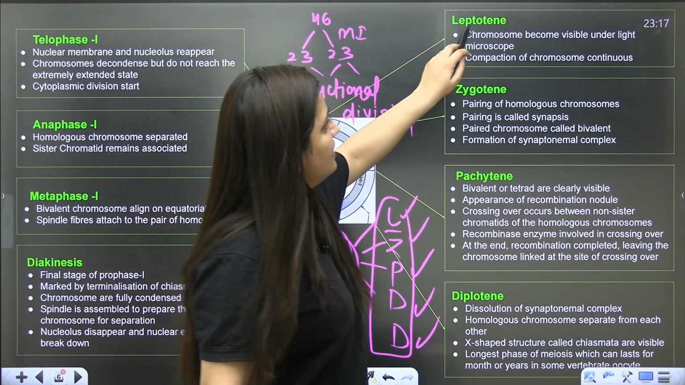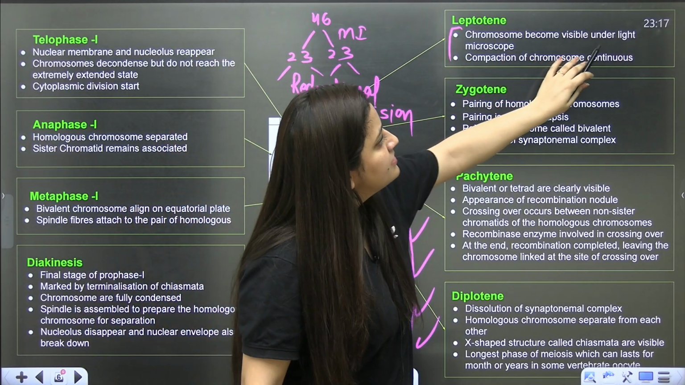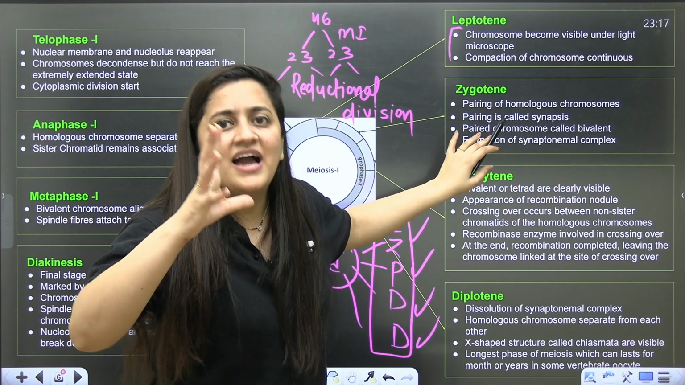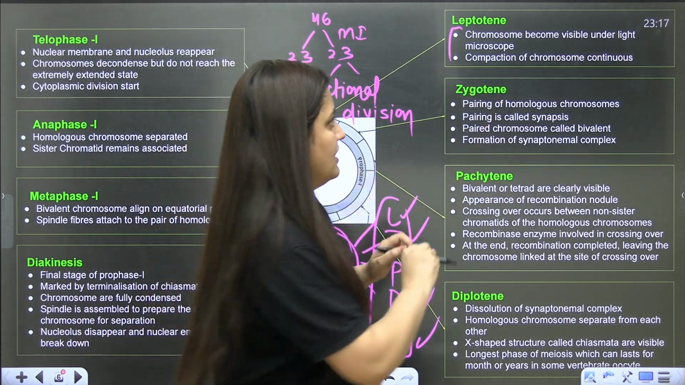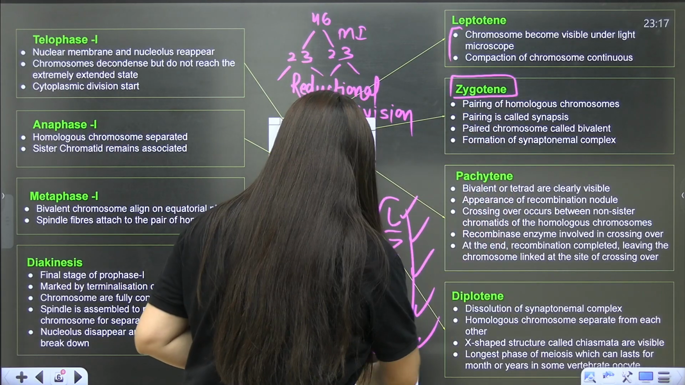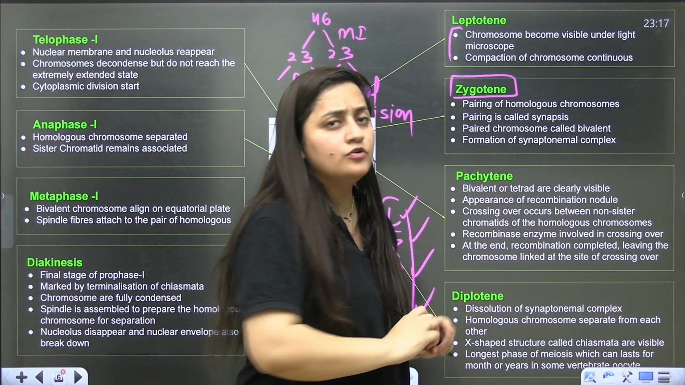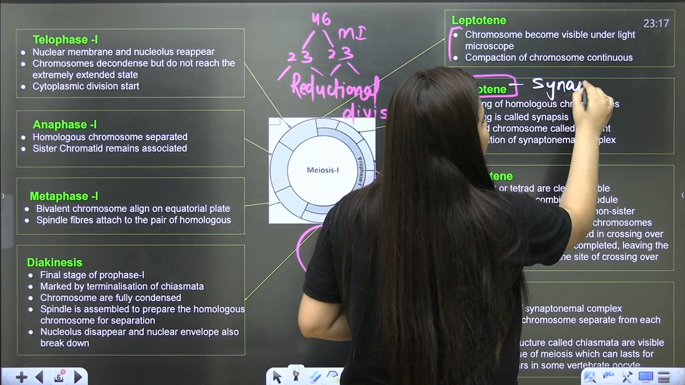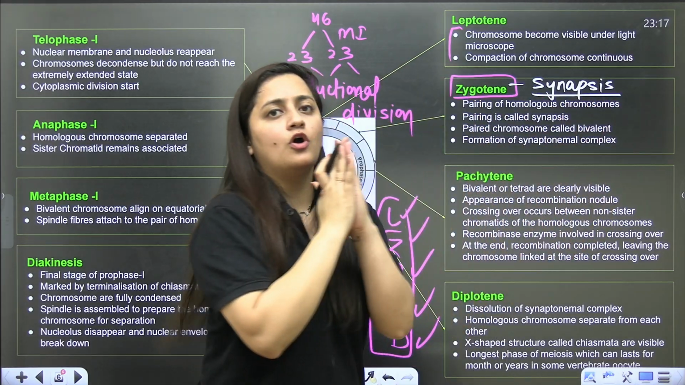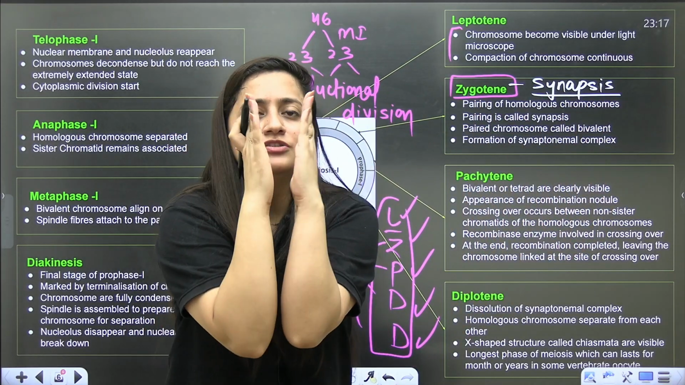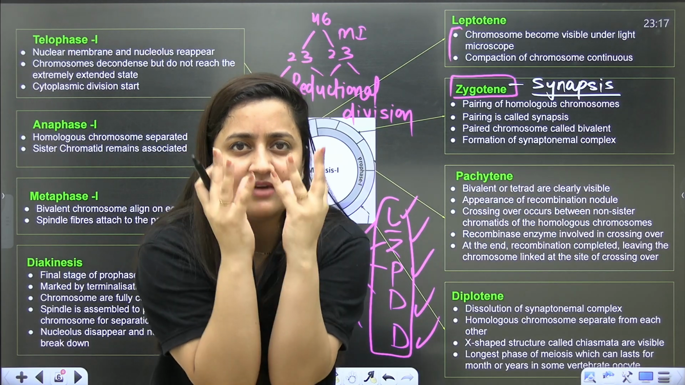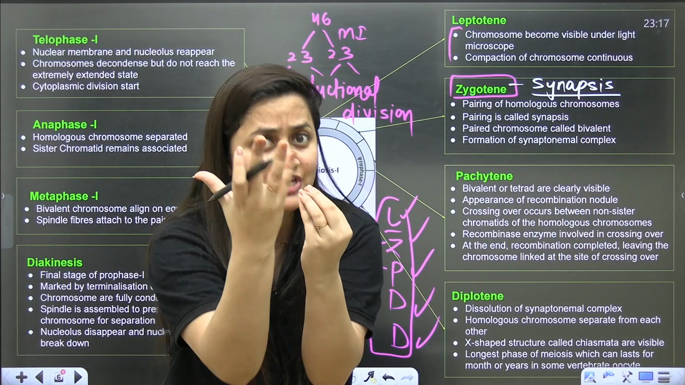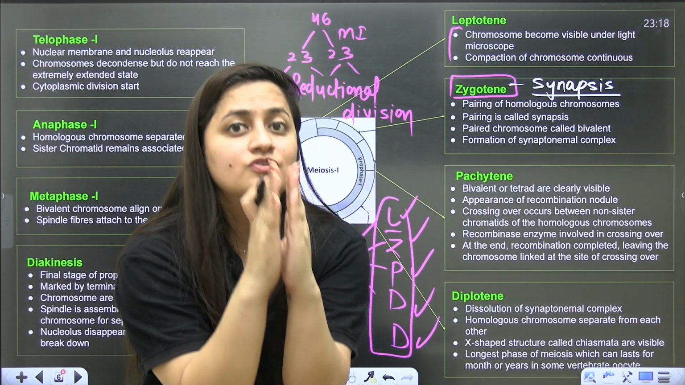So just look at it. When it is the leptotene, what will happen? Chromosomes become visible under the light microscope. The compaction, the condensation will start. Next is zygotene. In zygotene, you need to remember synapsis, the pairing of homologous chromosomes. The homologous chromosomes have the same size, the same centromere position, the same genes, but alleles can vary. They will come closer, they will be paired.